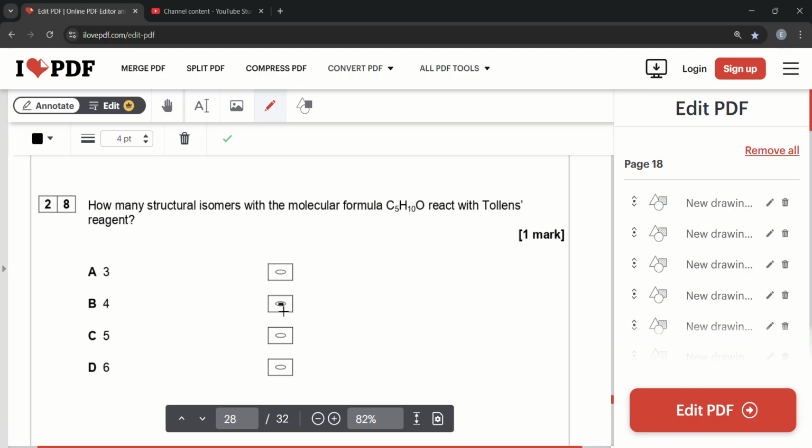The answer is B. Draw out the structures and see how many you can get, and obviously with Tollens reagent, so therefore it is an aldehyde. Ketones don't react with Tollens reagent, only aldehydes do.